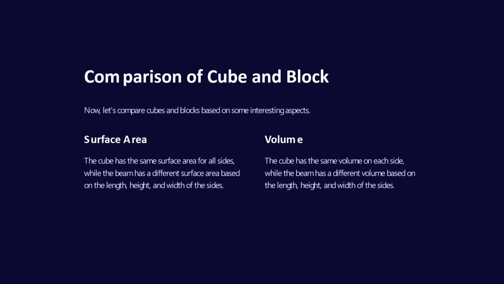Comparison of cube and blocks. Now, let's compare cube and blocks based on some interesting aspects. Surface area. The cube has the same surface area for all sides, while the beam has different surface area based on the length, height, and width of the side. Volume. The cube has the same volume on all sides, while the beam has different volume based on the length, height, and width of the side.